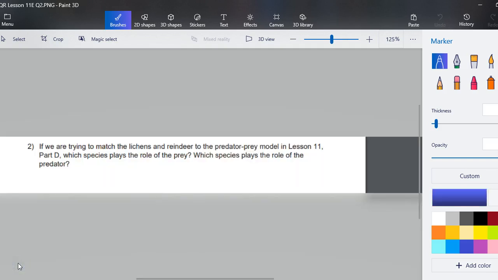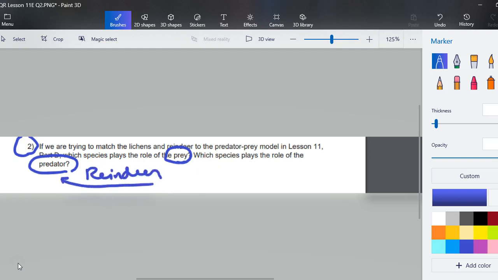So question number 2. If we are trying to match the lichens and reindeer to the predator-prey model in Lesson 11, Part D, which species plays the role of prey and which species plays the role of predator? Well, the reindeer will be the role of predator because they are preying on the prey, which are the lichens.